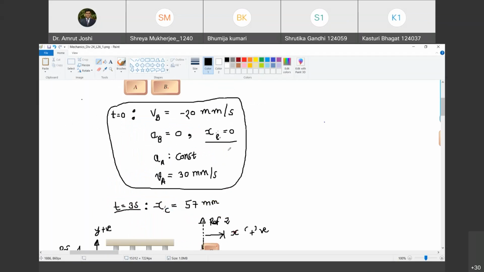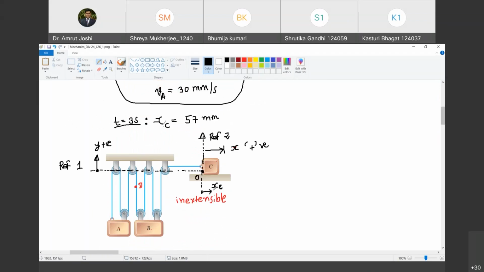Similarly, I will call this as XC. So what is XC? XC at a given instant of time is nothing but the position of, let us say, the left hand side face of block C from this reference line 2. Do you agree with me? Yes, sir. Okay.